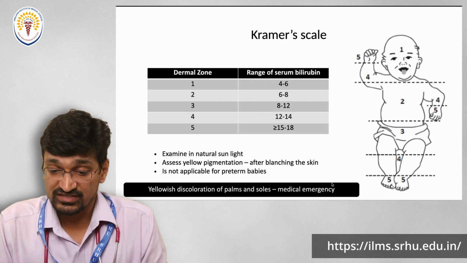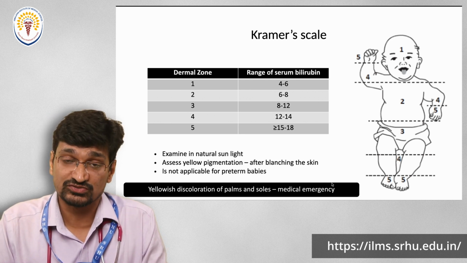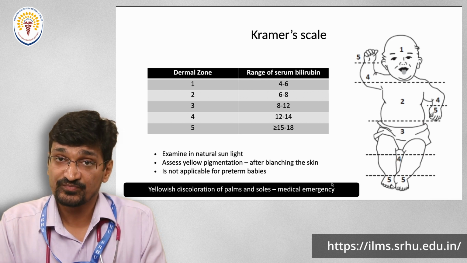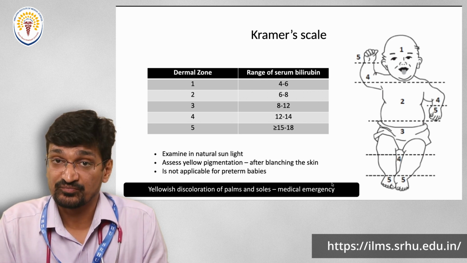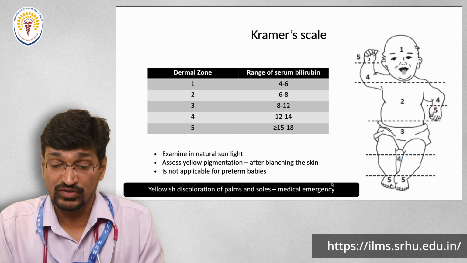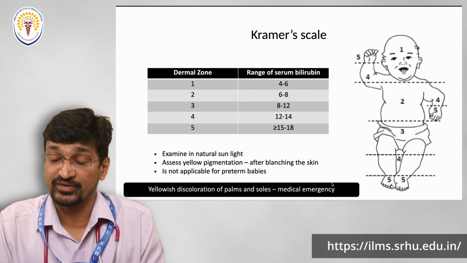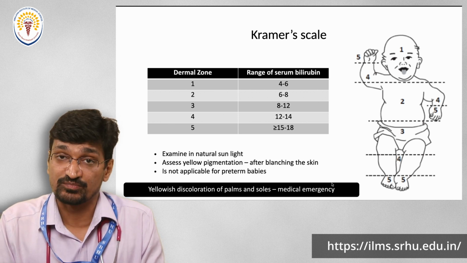As we can see, if there is yellowish discoloration till palms and soles, that is zone 5, that means bilirubin will be very high, above 15 to 18 or maybe more than 20 milligram per deciliter, which is a medical emergency and needs immediate treatment.